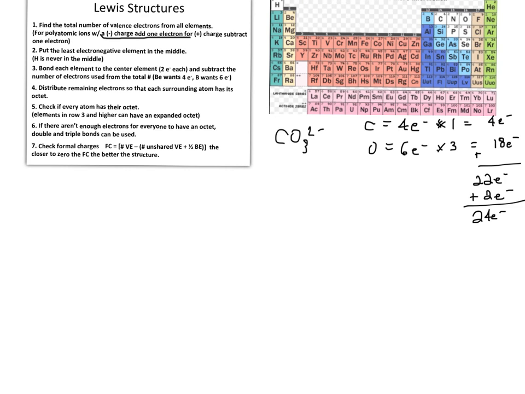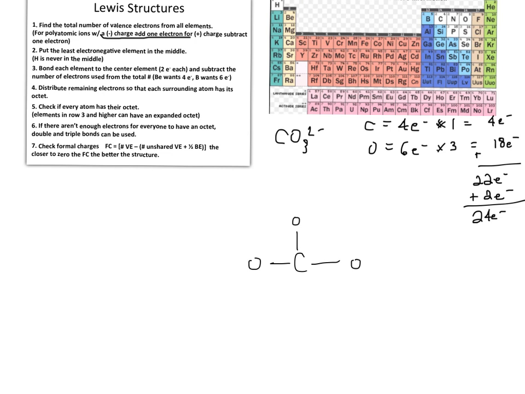Just like the last time, step number 2 is going to tell us to put the least electronegative element in the middle, and in this case carbon is the least electronegative element because it's farther to the left than oxygen. Okay, and then oxygen subsequently surrounds that least electronegative element. We then move on to step number 3, and we bond our central element to each of the exterior elements.